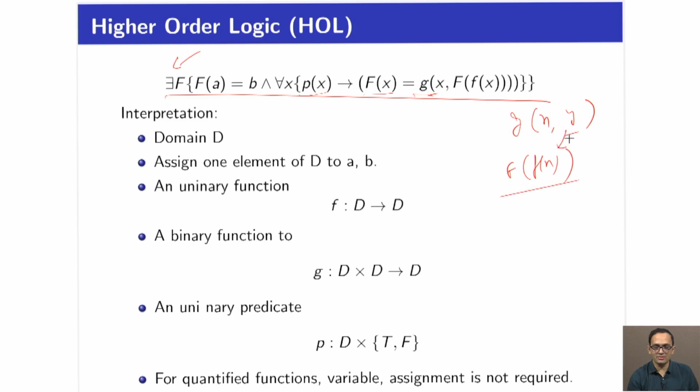So, this y is this, do not get confused by this. Okay. So, you are basically saying that there exists a function f such that f of a equals b, and for all x, p of x implies f of x equals g of x, something, g of x y. Okay. So, what are the things you have here?